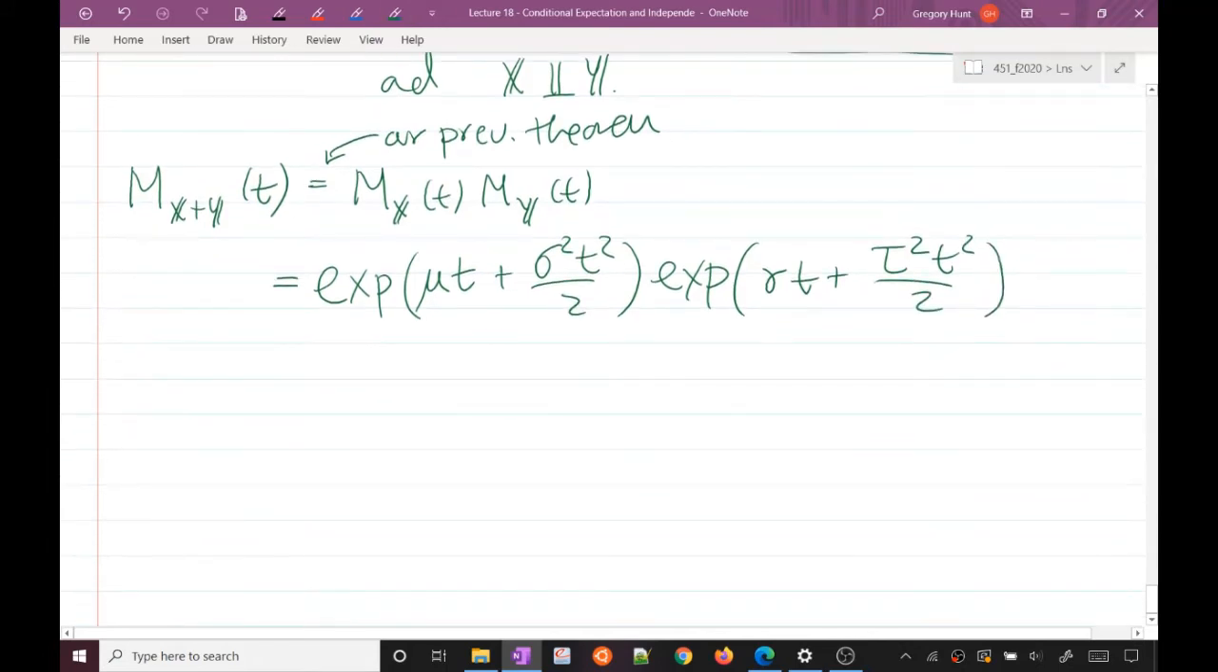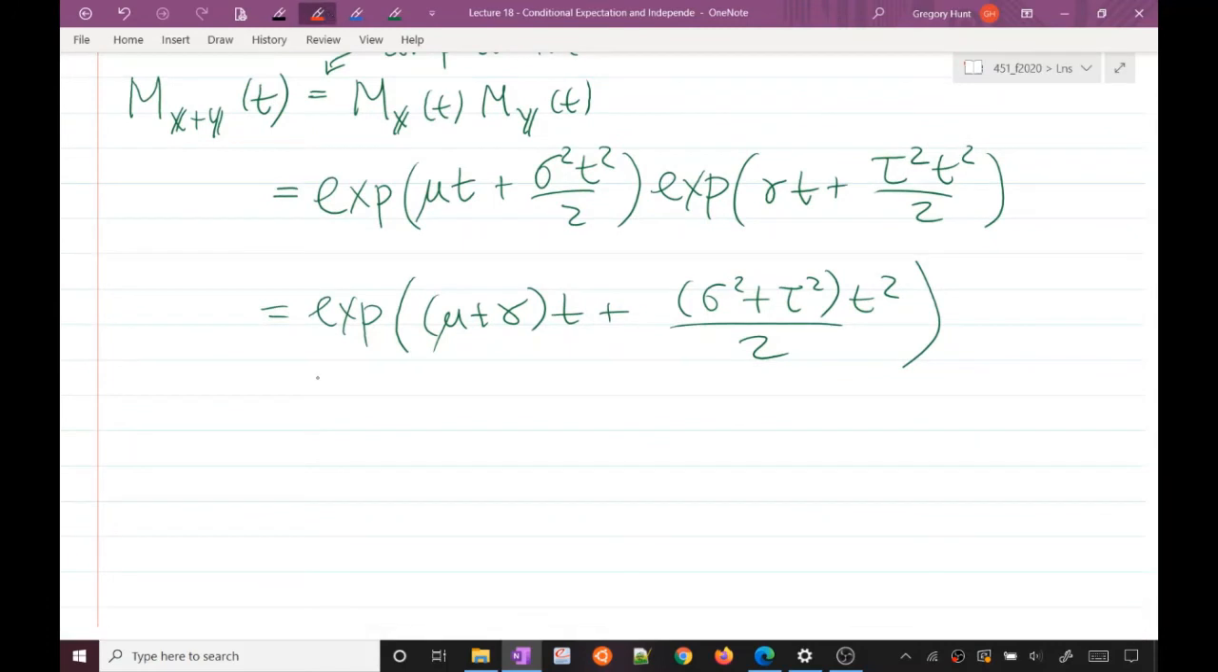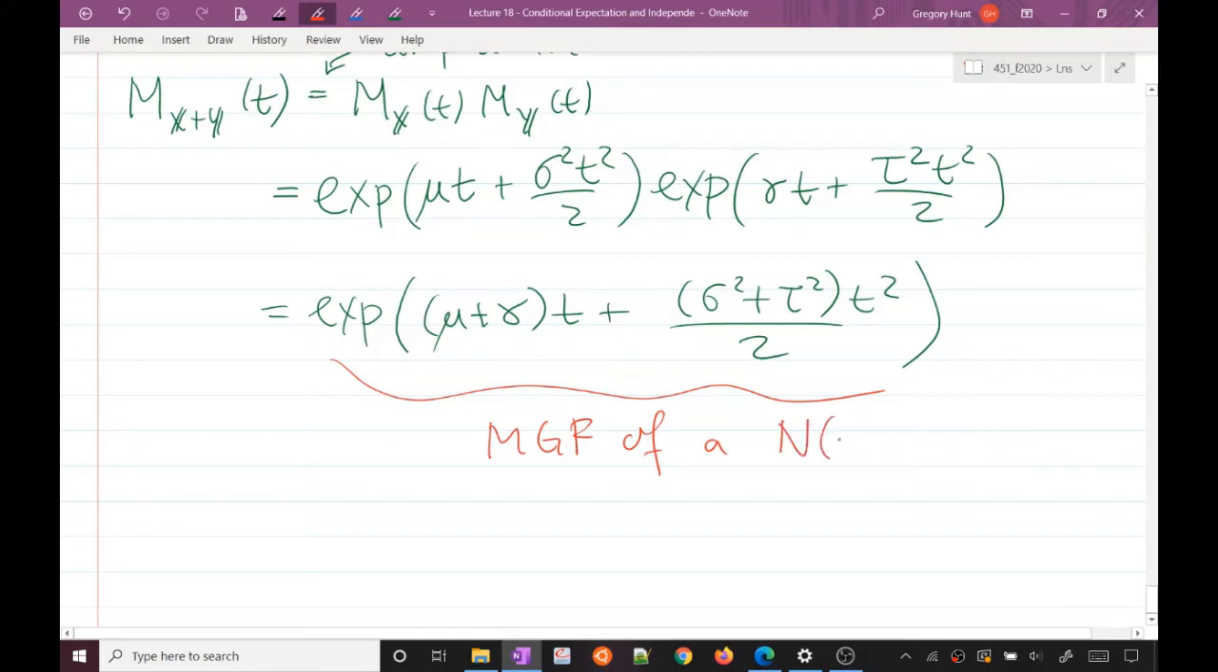And I can actually use some properties of exponents and just combine things. This would be the exponent of, well, let's say it's mu plus gamma times t plus sigma squared plus tau squared times t squared over 2. This is the MGF of another type of normal random variable with mean mu plus gamma and variance sigma squared plus tau squared. Why is that true?